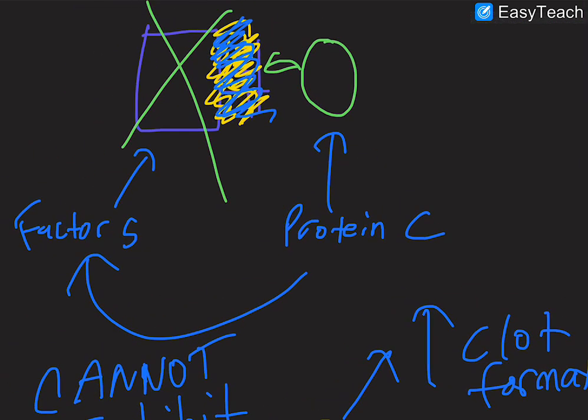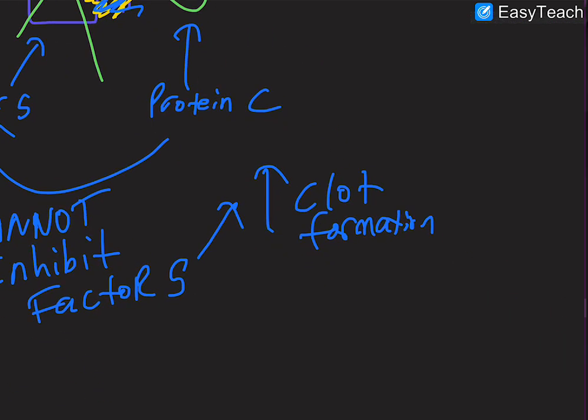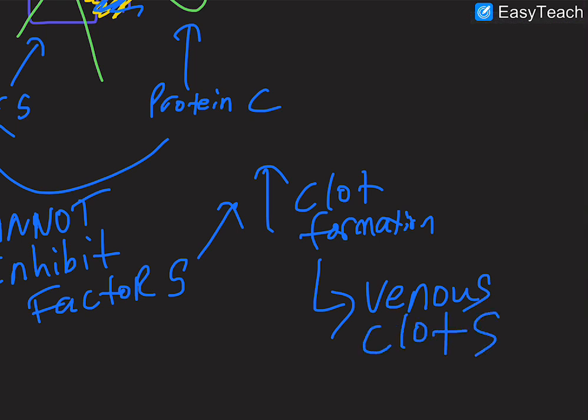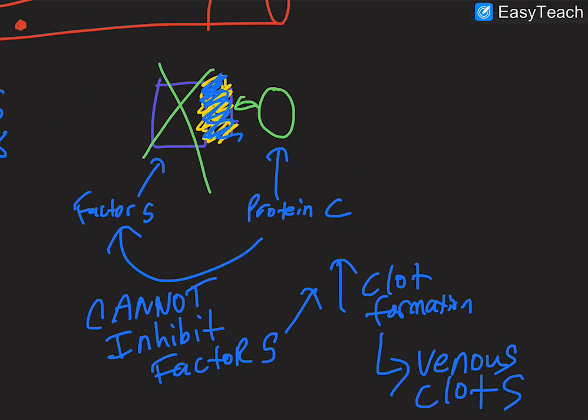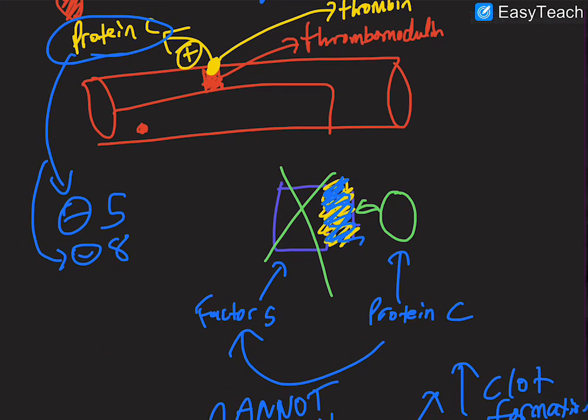Now, what types of clots are you at increased risk of forming? You're going to be at an increased risk of forming venous clots, like deep vein thrombosis, for example, or clots in your cerebral veins, or clots in your hepatic veins, or clots in your blood vessels that supply your placenta, which can lead to miscarriages. So that's what happens in factor V Leiden.